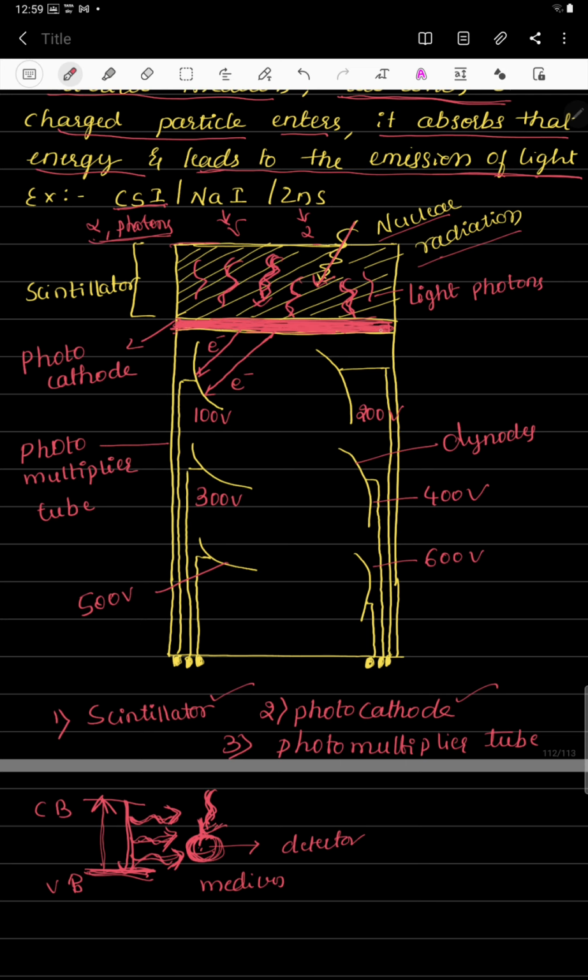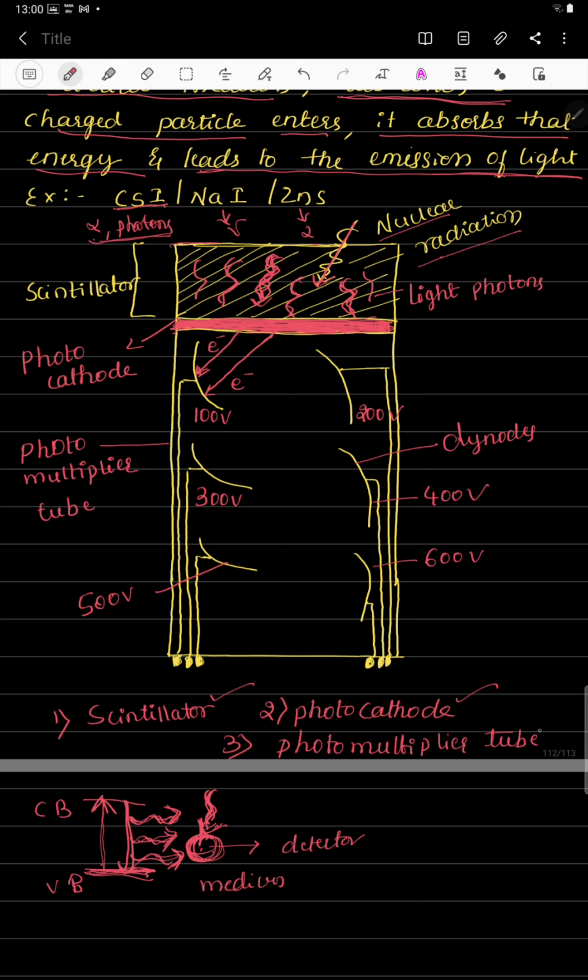When light falls on a metal surface, if the energy of the photon is sufficient to eject the electron from the valence shell, then the electrons are knocked out from the metal surface. As a result, we have electrons emitted from the photocathode, with the help of photons. This is the second important part. The third one is the photomultiplier tube.